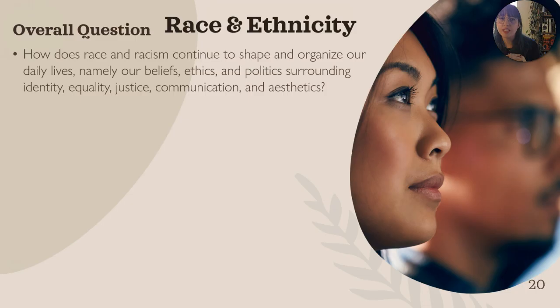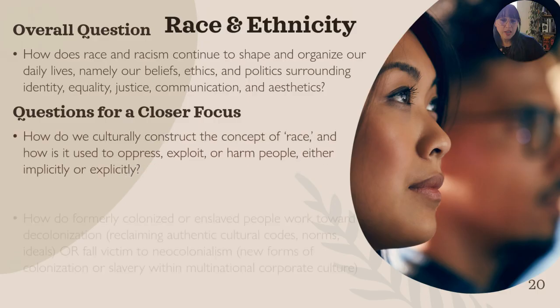The overall question is, how does race and racism continue to shape and organize our daily lives, our beliefs, ethics, politics, surrounding identity, equality, justice, communication, aesthetics, etc.? So the overall question, how are various aspects of life continually shaped by racism? Some deeper questions for a closer look at this lens.